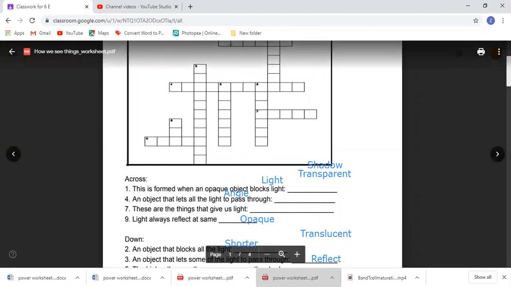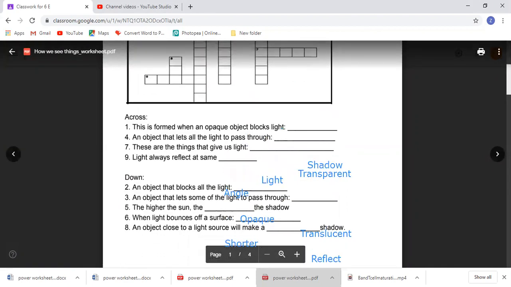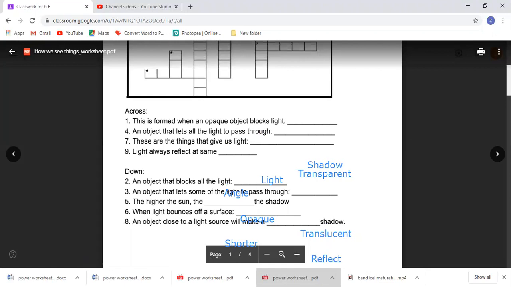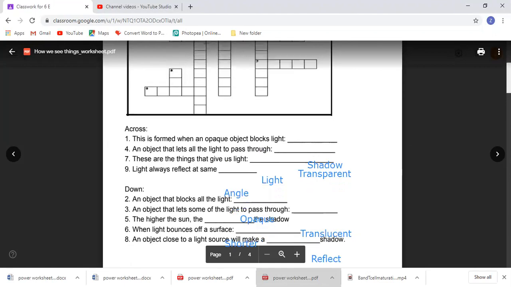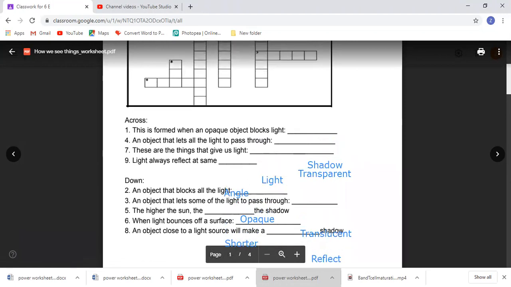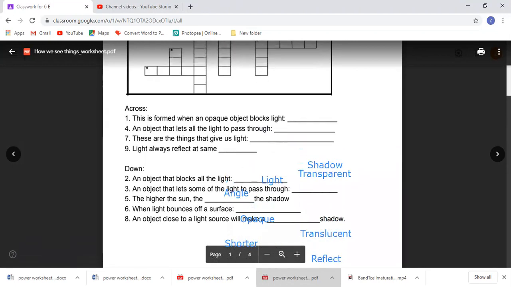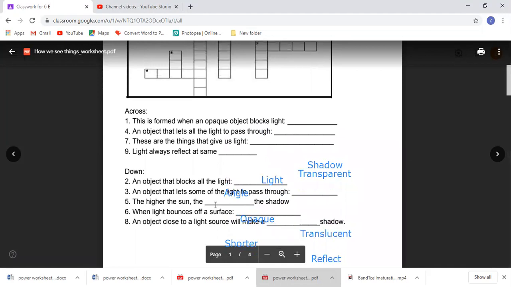So the shorter the shadow, right? And then the light bouncing off a surface is called reflection. An object close to a light source will make a... Okay, now I'm going to explain this concept: an object close to a light source will make a dash shadow.